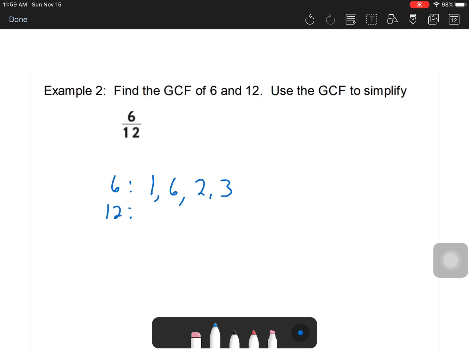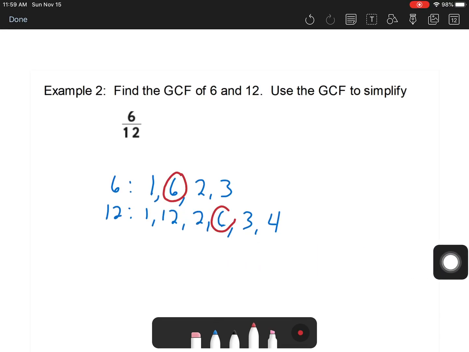Now with 12, I could do 1 times 12, or 2 times 6, or 3 times 4, right? So those are all of my factors of 12. Now when I look at these lists, I've got a 6 here, and I've also got a 6 here. That's my greatest common factor, my GCF.